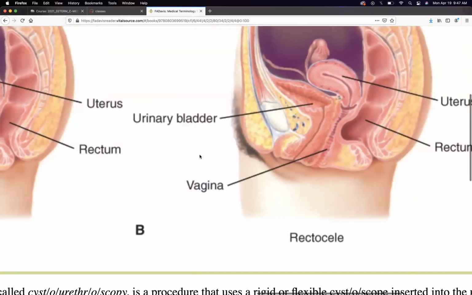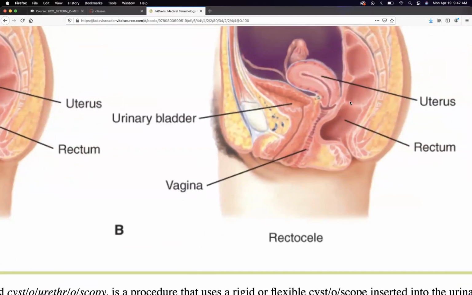Okay. And you could have a rectocele. Now, rectocele can also do this, and you can see sometimes it could be so bad that it'll start pushing on the urinary bladder, and then you're going to have some incontinence issues. And you could also have rectal prolapse. You could also have vaginal prolapse, right? And that's called rectocele, of course.